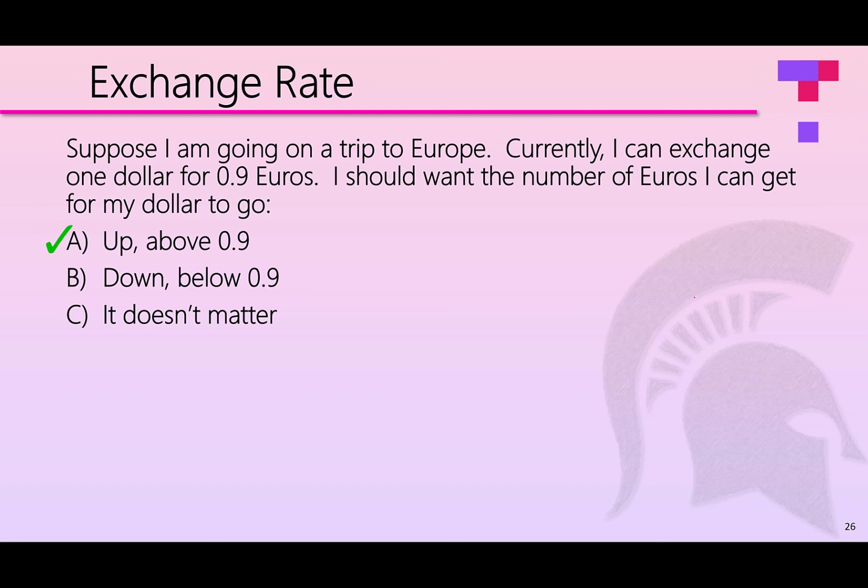I would want the number of euros I can get for my dollar to go up, right? So right now, if I turn in a dollar, I get 9/10 of a euro. I would really like it if when I turned in my dollar, I got a whole euro or more than €1, because that way, with the fixed number of dollars, I could buy more stuff on my trip.